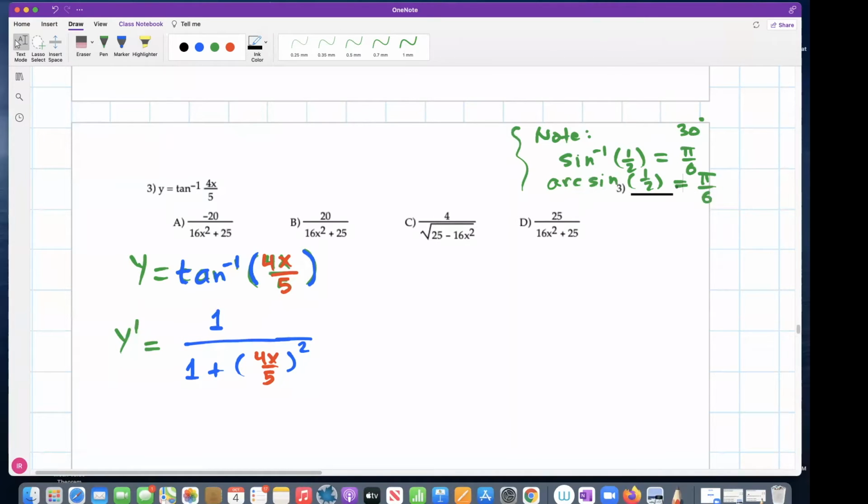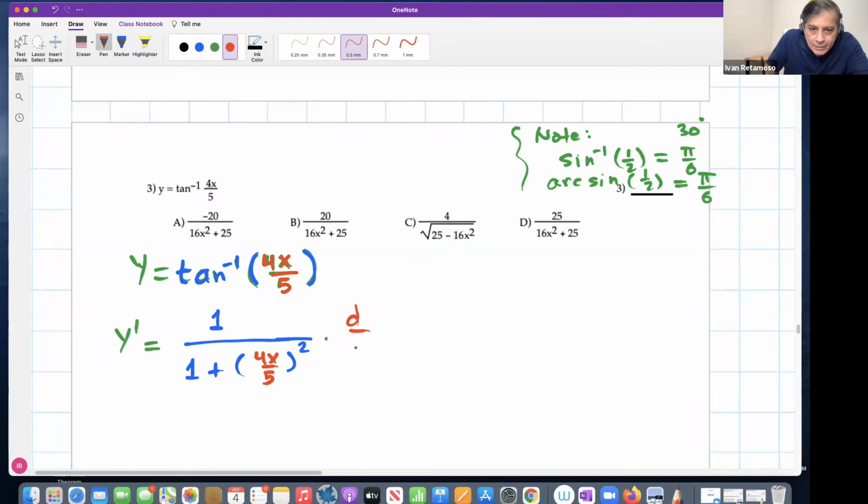Okay, very good. Do not confuse this with sine to the power of negative 1. It's not 1 over sine of 1/2. No, it's sine inverse, right? Very good. So now this is the derivative of the outside function, and this should be multiplied by the derivative of the inside function, 4x over 5. But anyone could tell us what is this derivative?